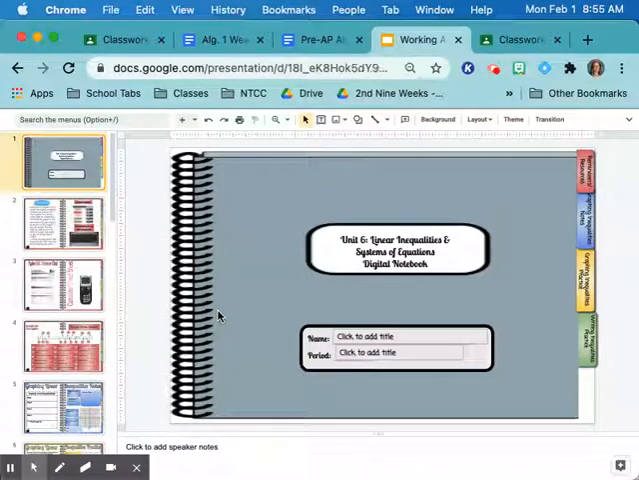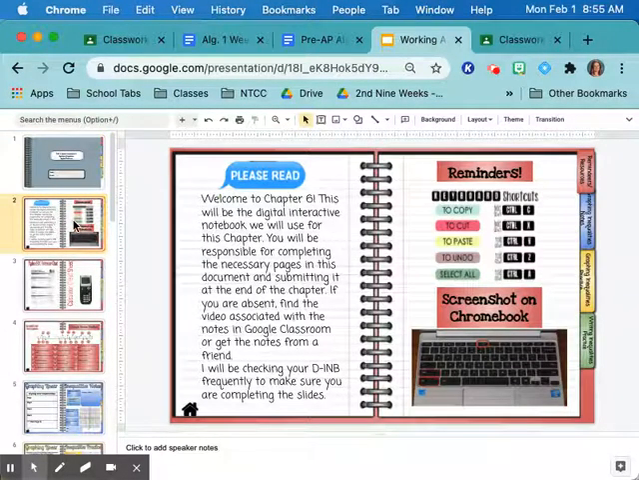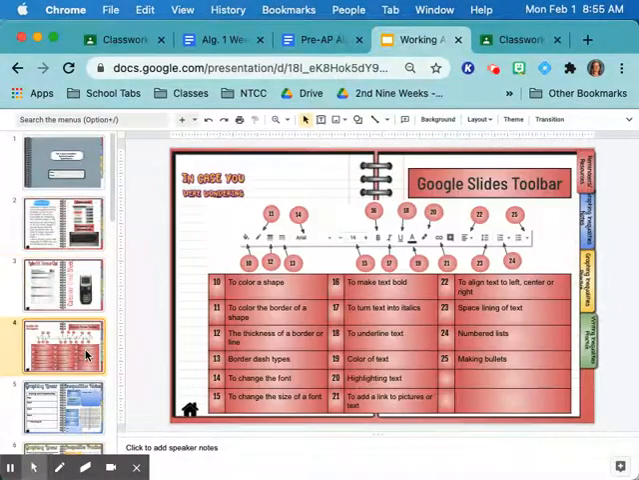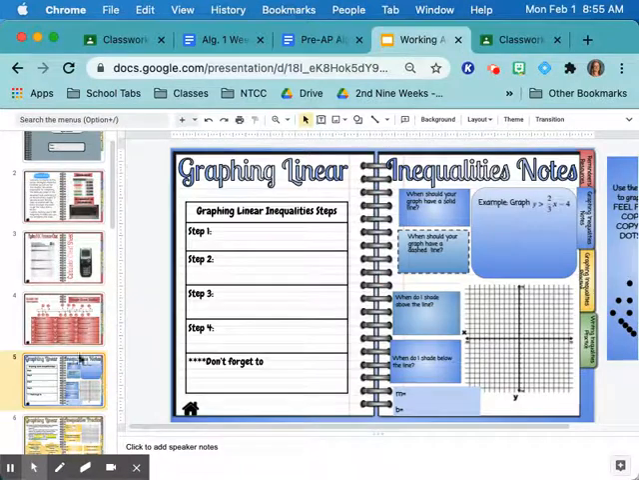We are starting Unit 6, which is writing linear inequalities and systems of equations. These are the same few slides that we always have with our formula chart. This is the first slide that we're going to do, slide 5. We are actually going to be graphing linear inequalities.